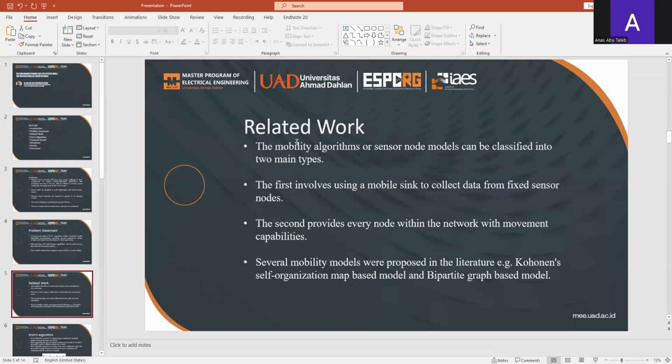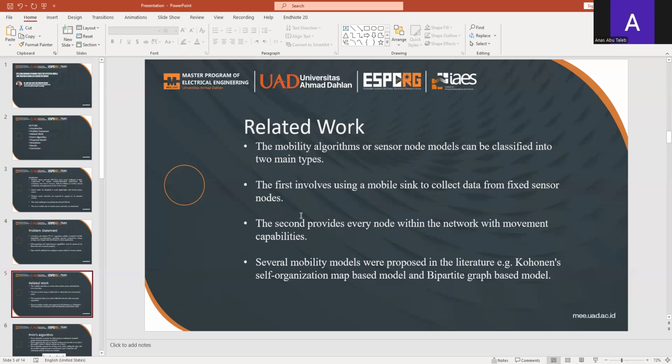In this slide, we will talk about some of the related work papers. Basically, the mobility models presented in the literature can be divided into two main types. The first one involves using a single sync to collect data from fixed or stationary sensor nodes, while the other is based on providing every sensor node the ability to move and change its location.